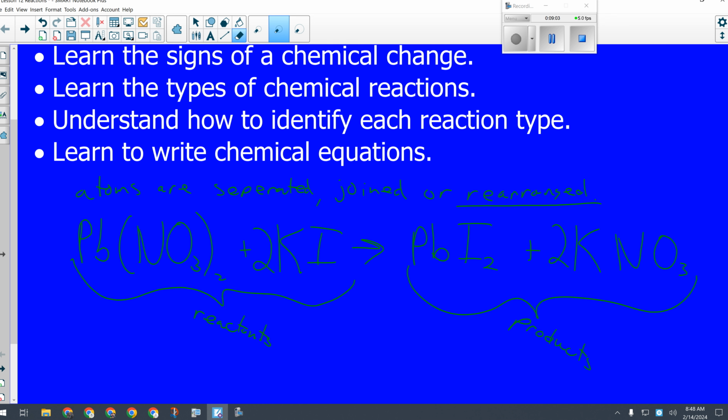Okay? We're going to look at how Dalton's 4th point of his atomic theory kind of governs how reactions work. We're going to look at situations where atoms are separated. We're going to look at situations where atoms are joined, and several where they are rearranged. Most reactions involve a rearrangement. The joining and separated ones are pretty simple.